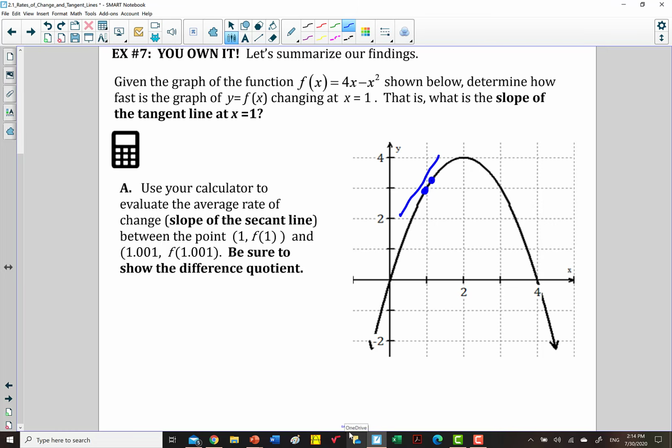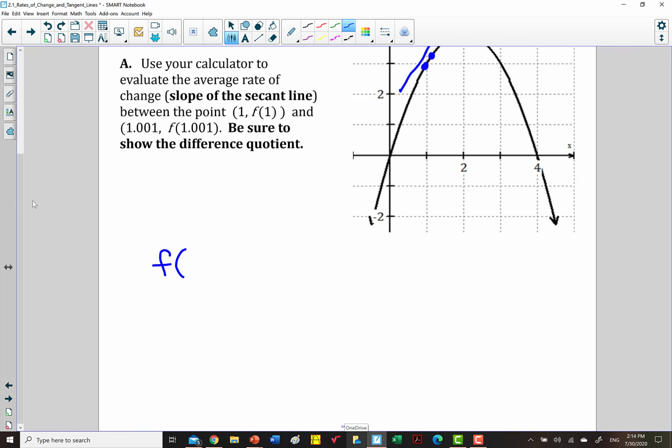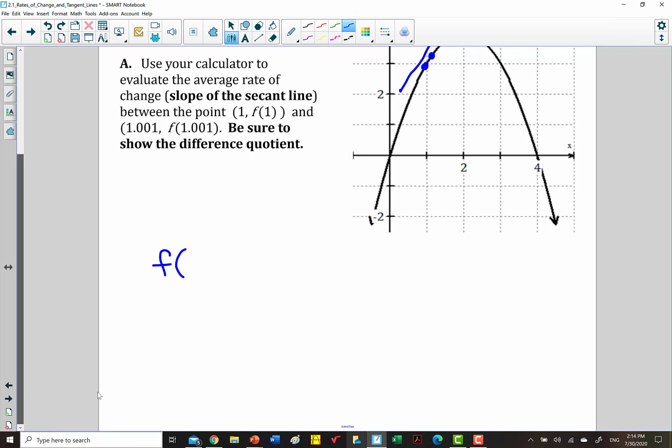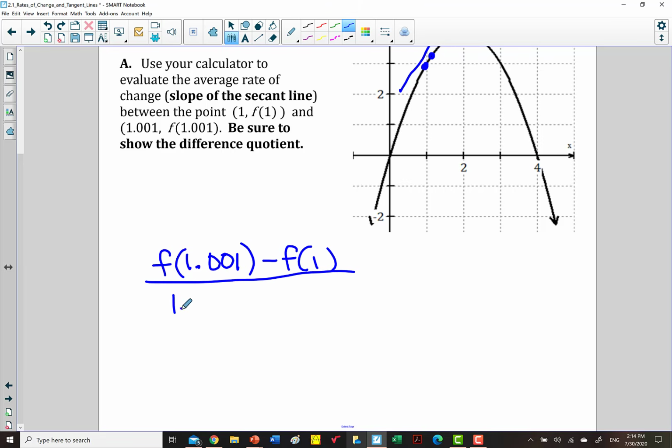So with my calculator, I want to substitute, I would just put the function in, 4x minus x squared, and then I would just let the calculator do the work here. I'm going to write it out. 1.001 minus 1. And my calculator gave me the answer of 1.999 as the average rate of change. So we had a very small neighborhood between just 1,000th of a unit away from 1. So close to the slope of the tangent line. But this is an average rate of change.